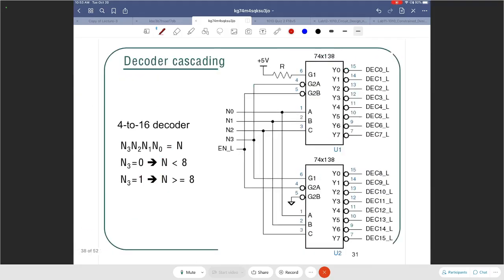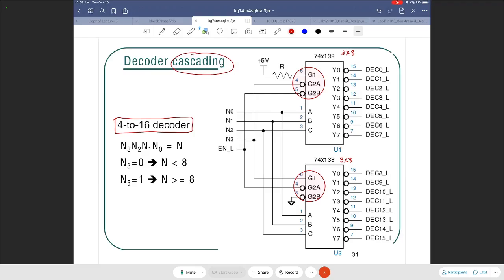Okay, let's move on to cascading decoders. So the goal over here is to take two 74x138 chips. So this is a 3 to 8 decoder here and a 3 to 8 decoder here. And what we are doing is we are making a 4 to 16 decoder by cascading two 3 to 8 decoders. And in this example, you can really see the usefulness of the three enables.